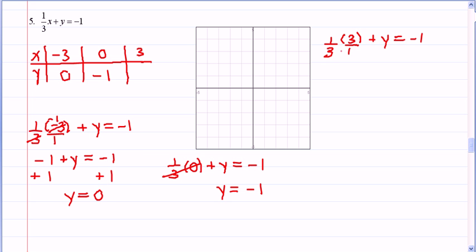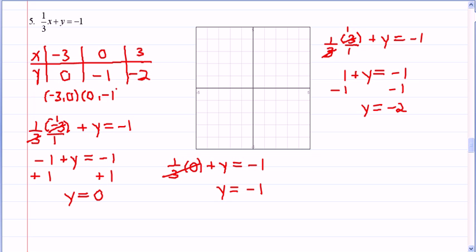And 3 I can place over 1. The 3's cancel, and I'm left with just the number 1. And then I subtract 1 from both sides, and I get y equals negative 2. So my 3 points are negative 3, 0, 0, negative 1, and 3, negative 2. I connect the points, and there's my line.